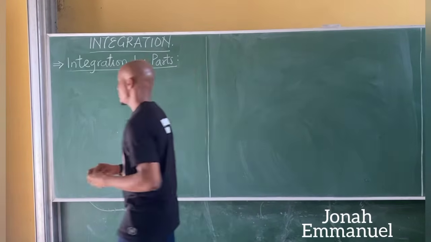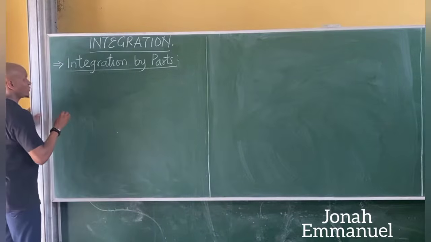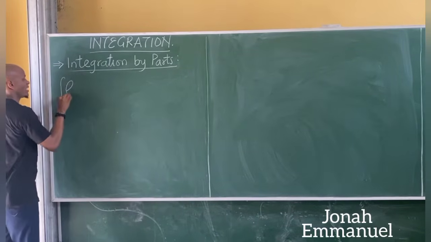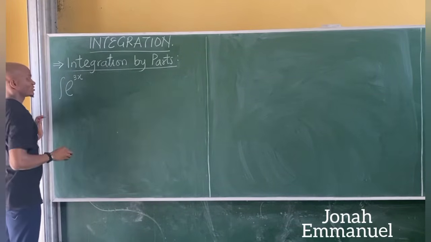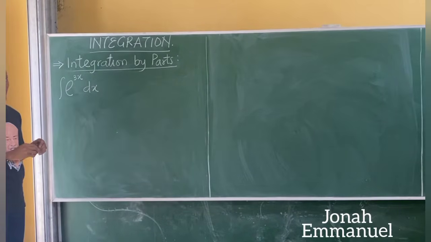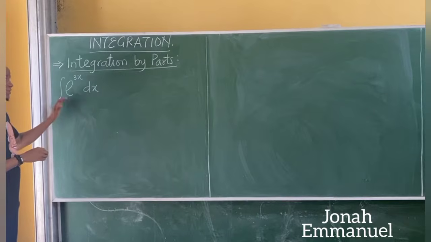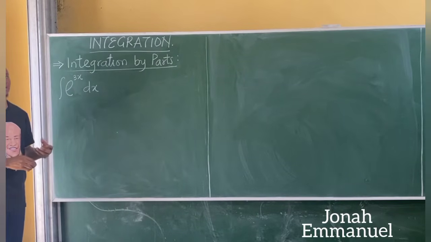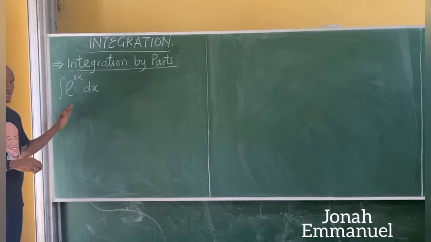So we'll take a second example on integration by parts. But before then, let's consider this example. Let's say we're asked to integrate exponential 3x, something like this, obviously with respect to x. If I should work on this now, for this case, I'll have to use integration by substitution.